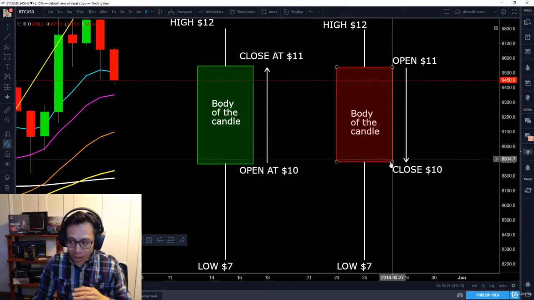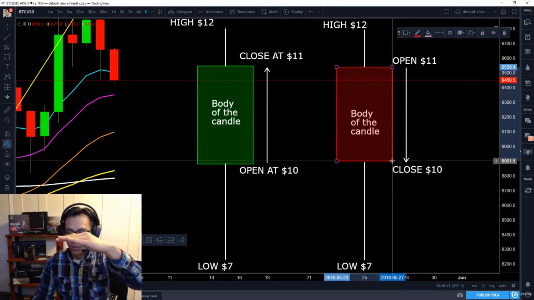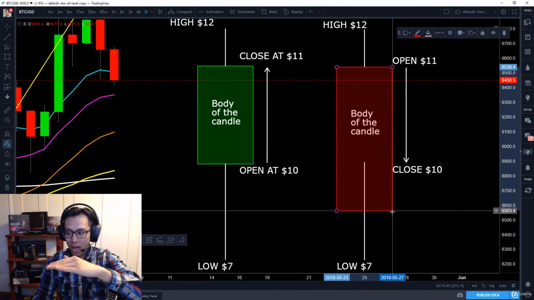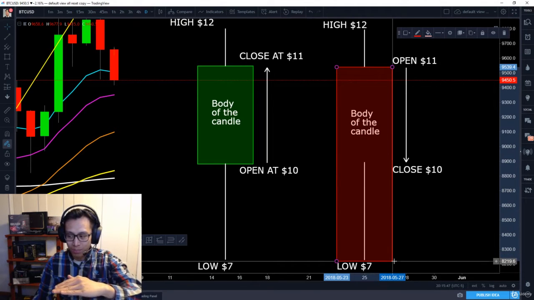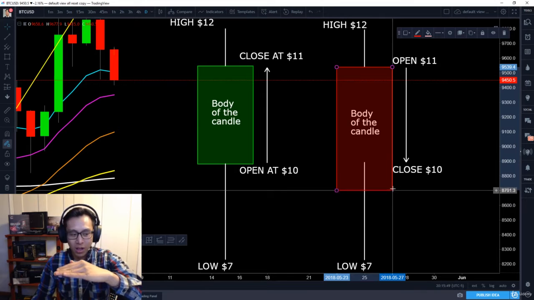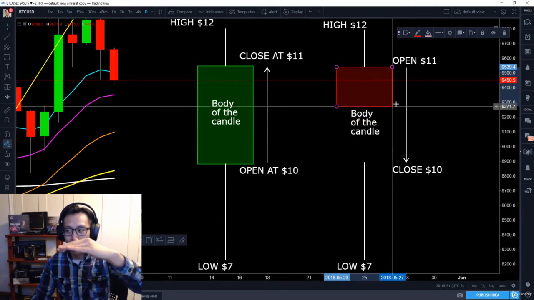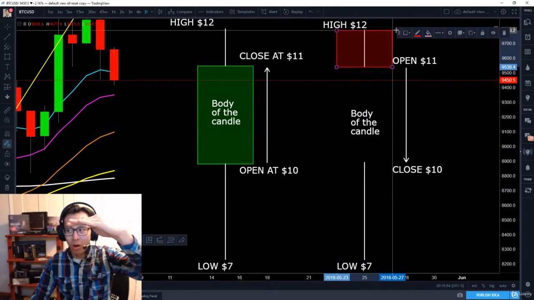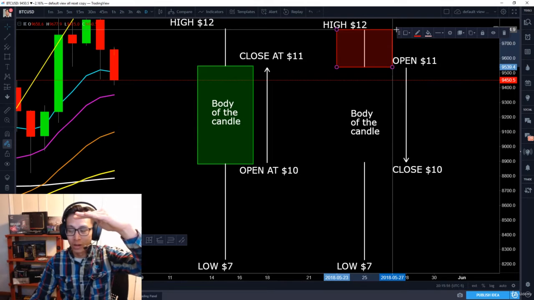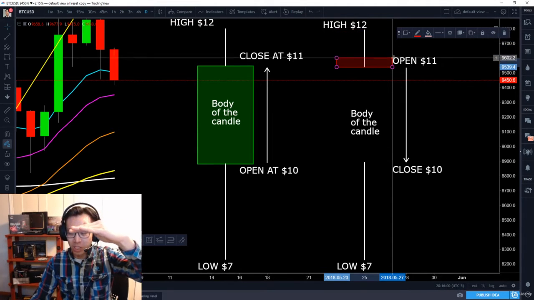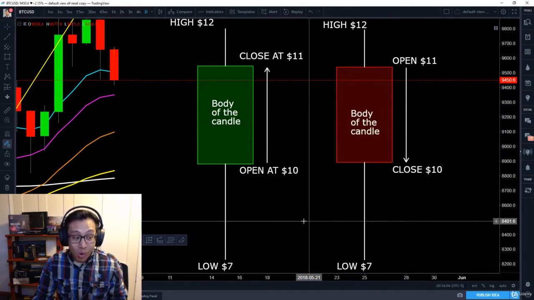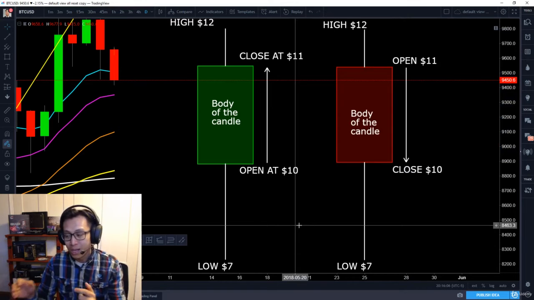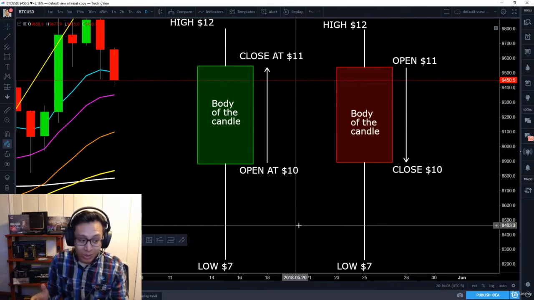So the other way is it could actually have gone down first, like that. And then the Bulls defended it and pushed it all the way back up, like that. And then what ended up happening was the Bears pushed it all the way back down. So you can see more of a struggle when it comes to the red candle.